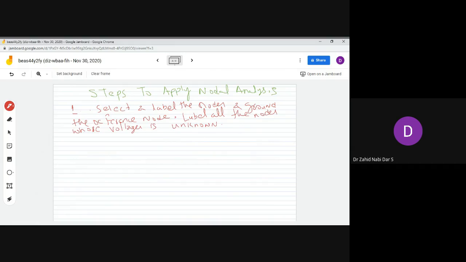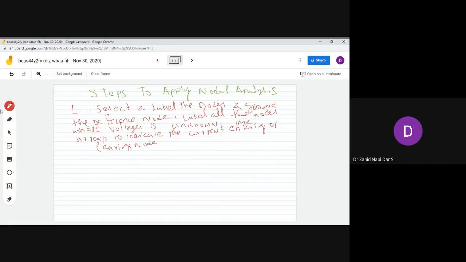And you have to use arrows with arbitrarily chosen directions to label the currents entering or leaving each node. So you have to use arrows to indicate the current entering or leaving a node. So this is very important. So this is step number one.